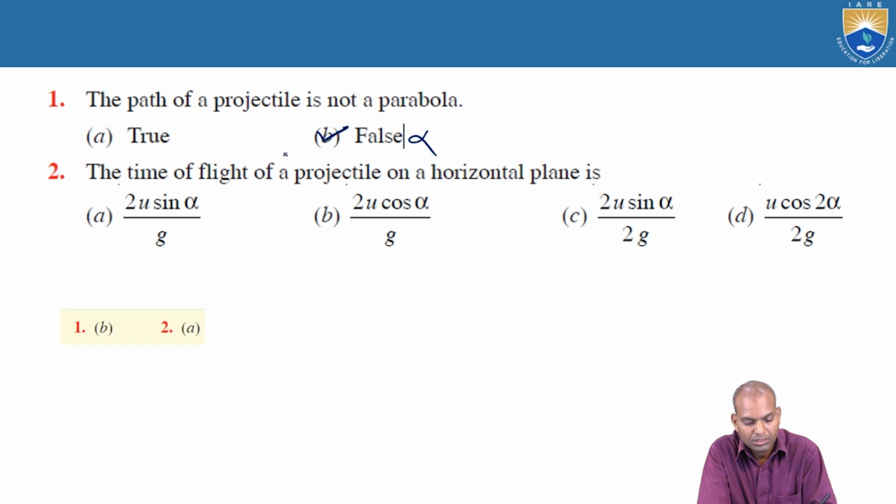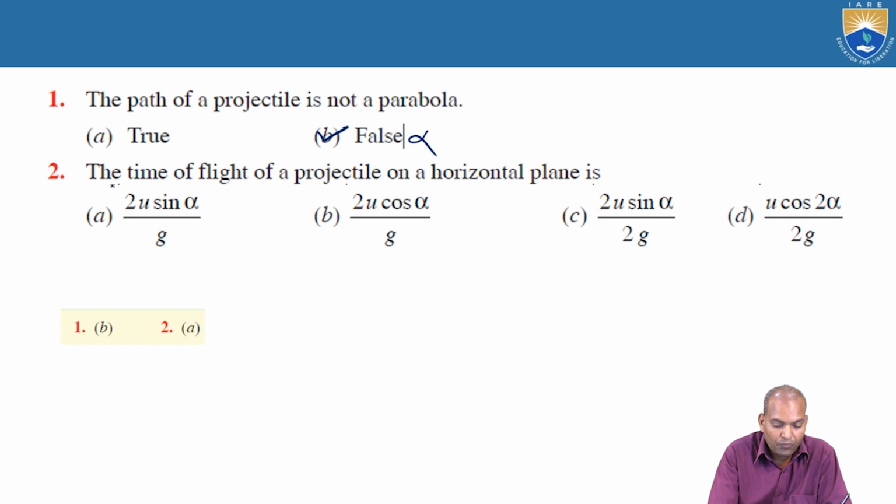Okay. B is correct here. The next one: the time of flight of a projectile on a horizontal plane is 2u times sine alpha by g. A is the answer.